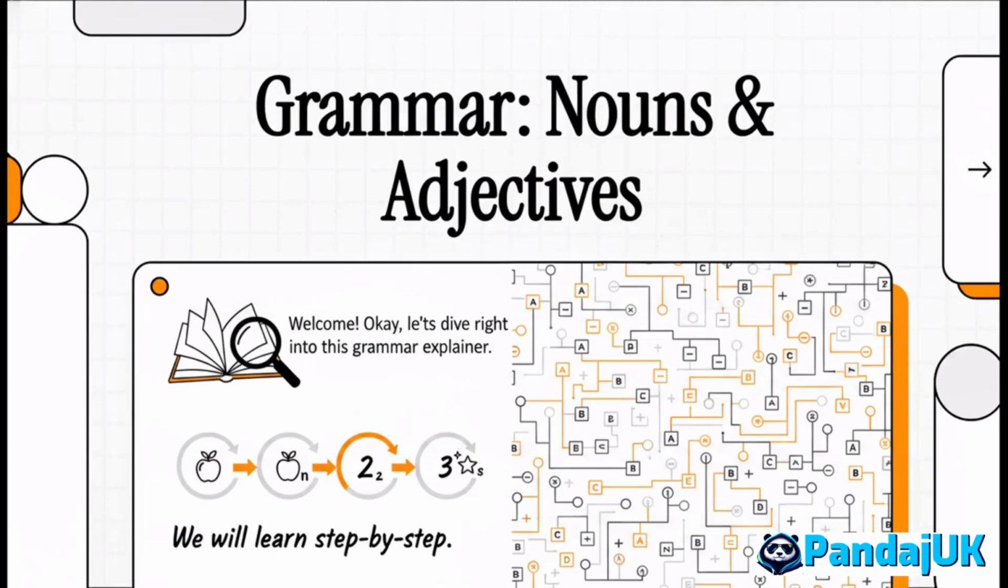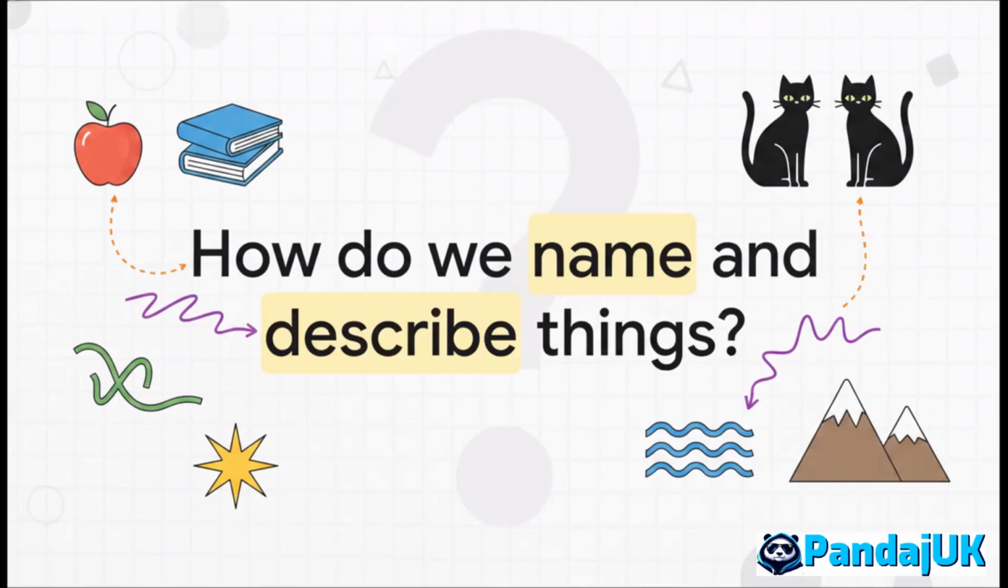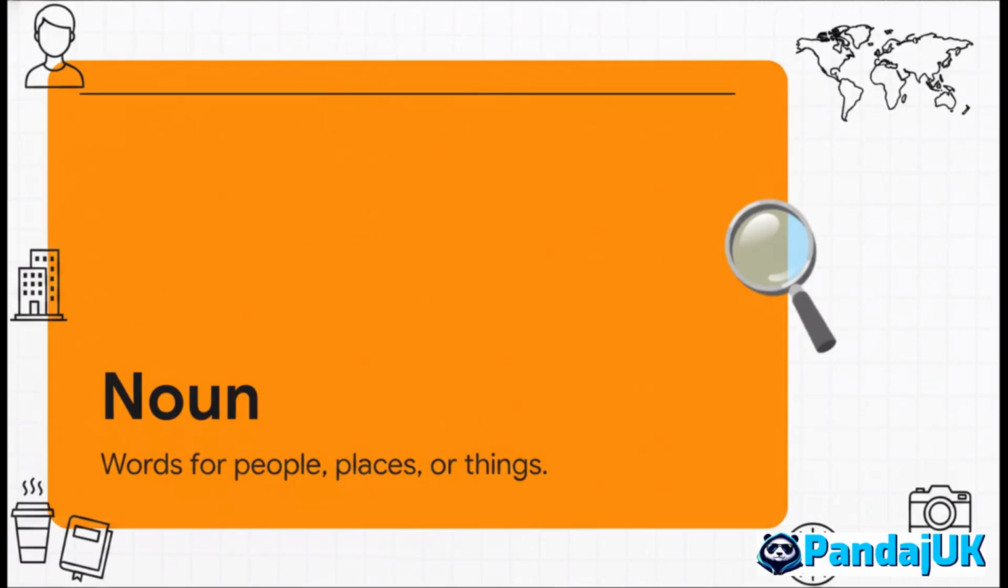Welcome to this explainer. Today, we're building your English grammar toolkit step by step. Let's get started. So how exactly do we name and describe the world around us? Well, let's find out. First up is the noun.